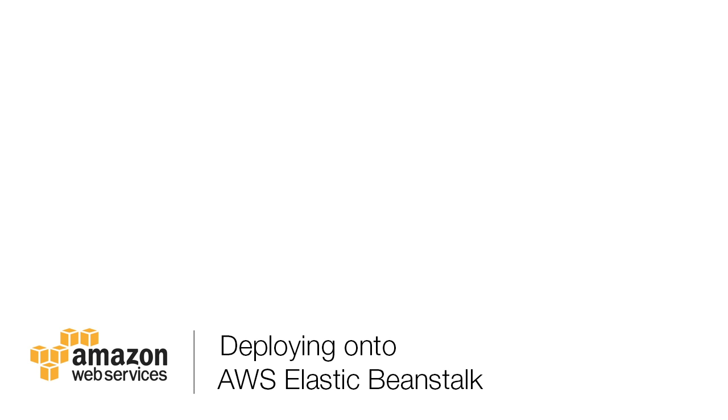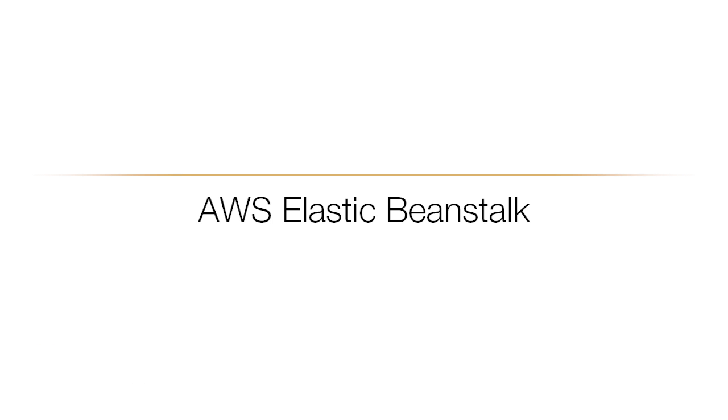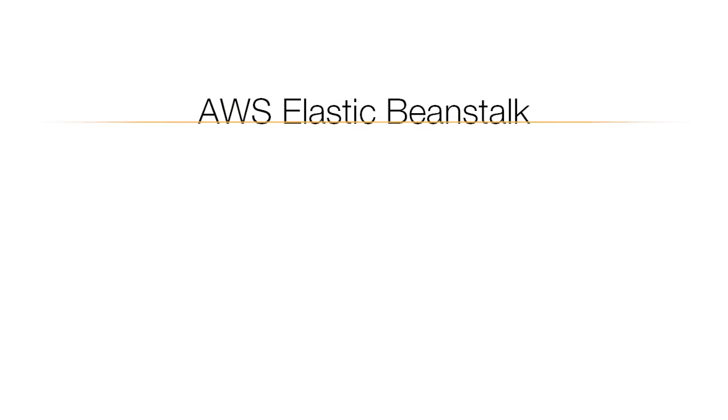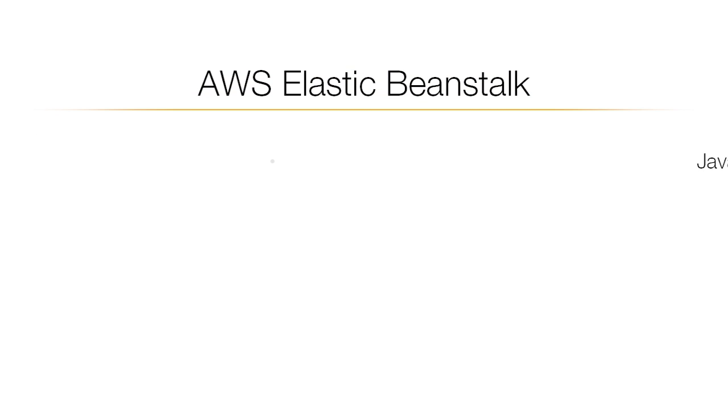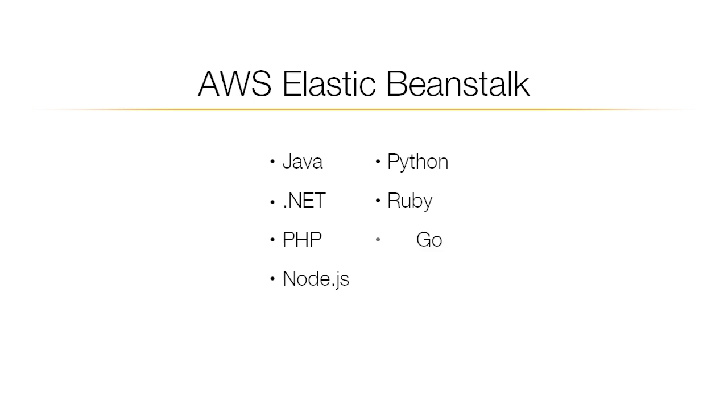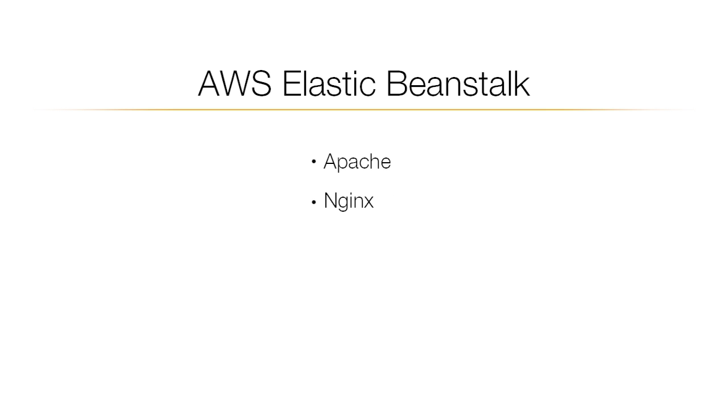In this screencast, we're going to cover how to deploy a project onto AWS Elastic Beanstalk. AWS Elastic Beanstalk is an easy-to-use service for deploying and scaling web applications and services developed with Java, .NET, PHP, Node.js, Python, Ruby, Go, and Docker on familiar servers such as Apache, Nginx, Passenger, and IIS.